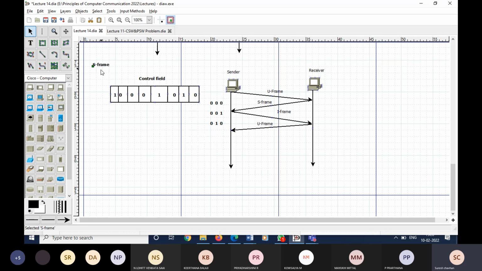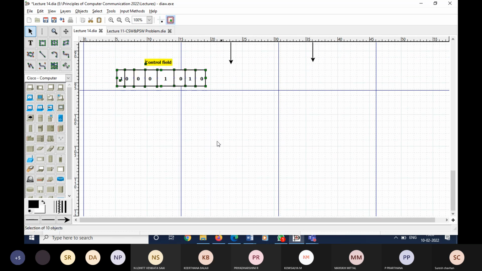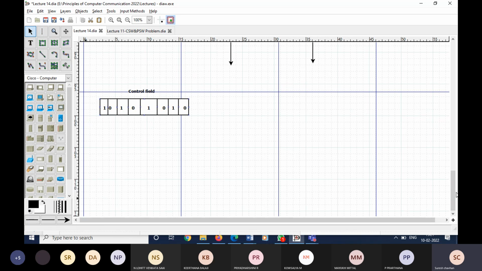So the next one I will give is the same S frame only. I'll make this 1 0, and the same thing if I keep. So what does it mean? What does this mean?